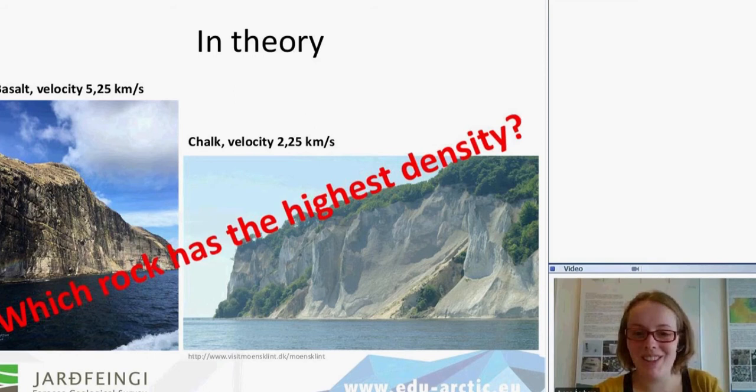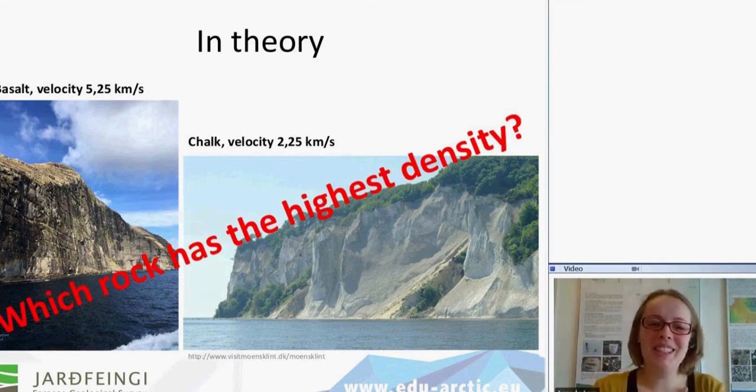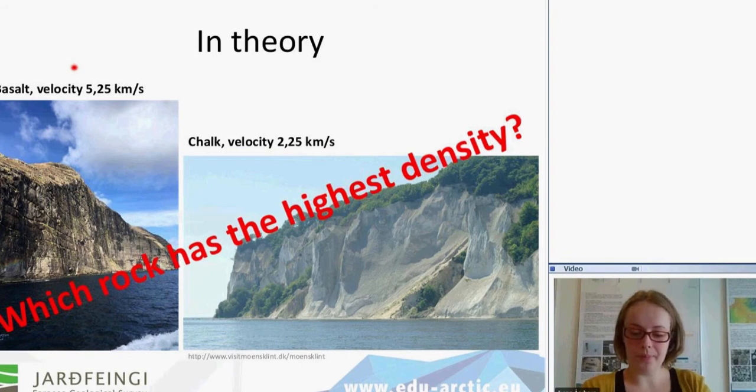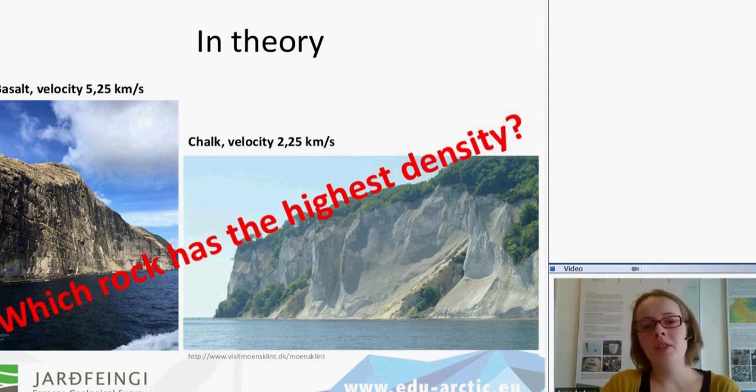So the chalk has a lower velocity and the basalt has a higher velocity, density. Sorry. Now I want to show you some examples of reflection seismic. I've tried to give you an explanation of what it is, the very basic thing, what we can use it for, and how it works. So now I'll show you some examples.